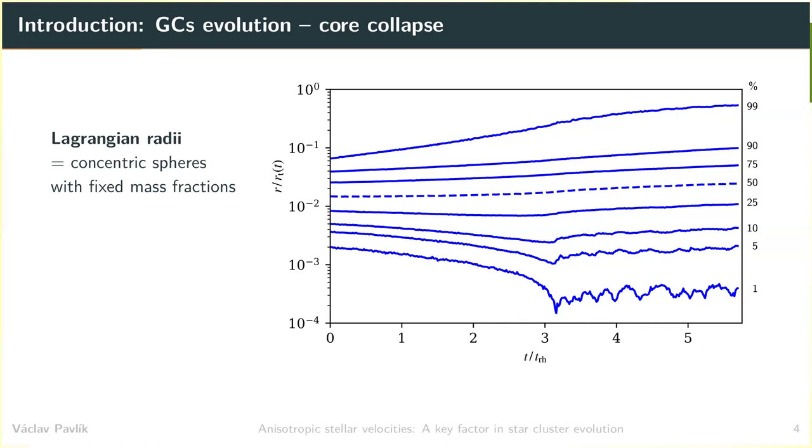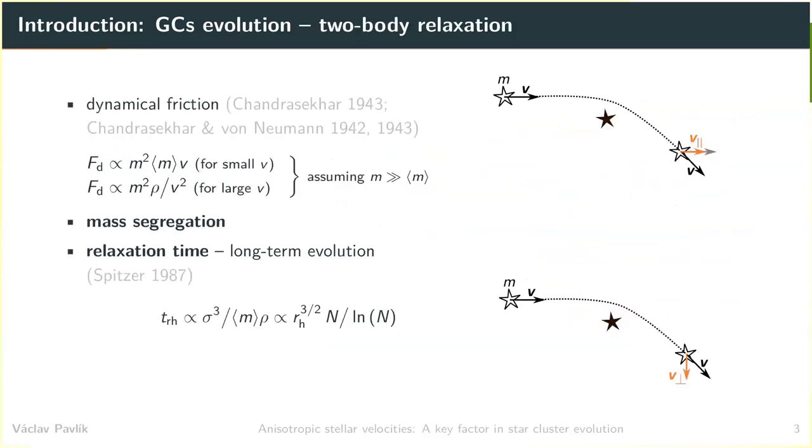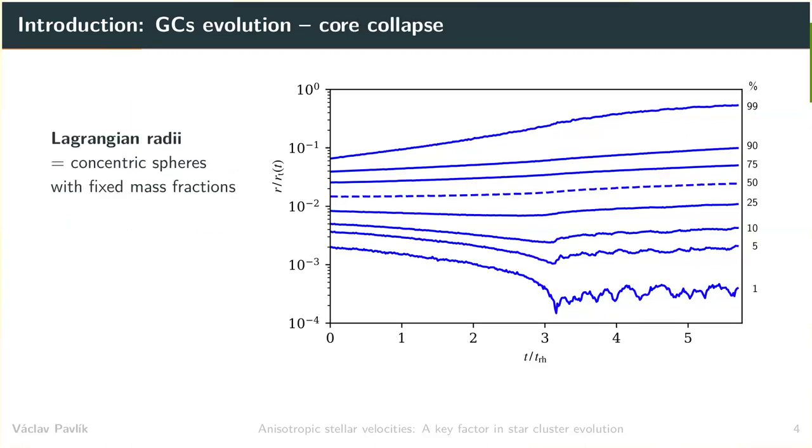You would see that if you fix 1% of the mass of the cluster, it starts here and would shrink and then starts doing weird stuff. If you focus on 50% of the mass, which is the half mass radius we saw earlier, here, RH, you would see it stays constant and slightly expands after this point. That point is important and we call it core collapse. It's taken from analytical theory of star cluster evolution.